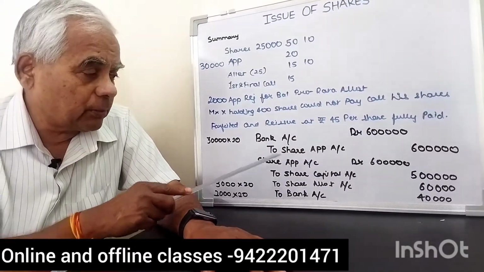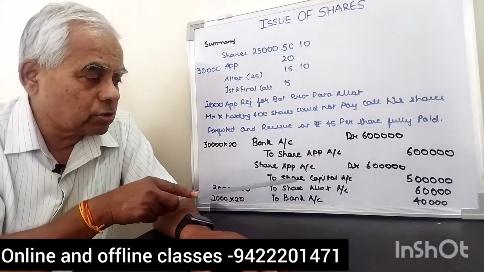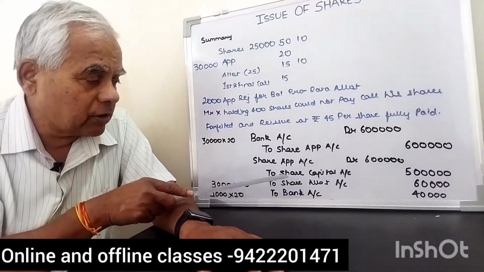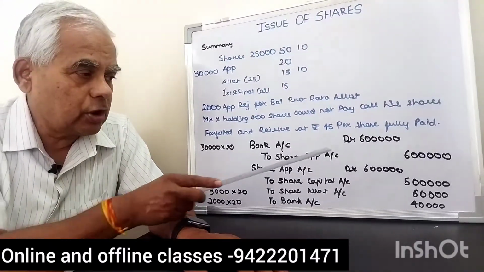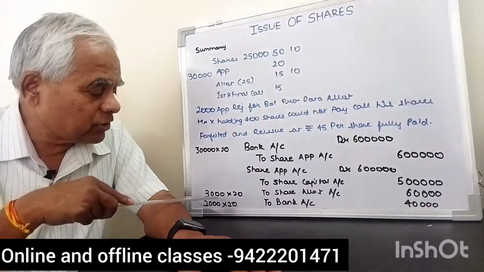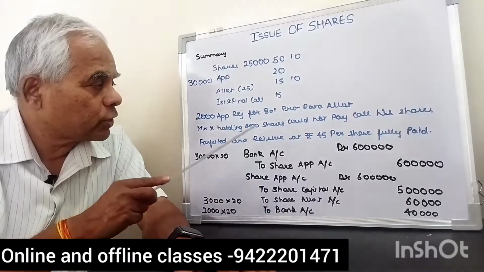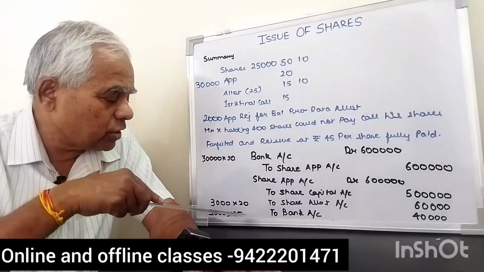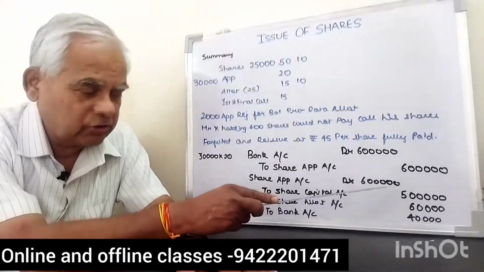Second entry, share application account debit 6 lakh, to share capital account, to share allotment account, to bank. Share capital 25,000 into 20, amount 5 lakh. To share allotment 3,000 surplus application, 3,000 into 20, 60,000. 2,000 application rejected, 2,000 into 20, 40,000. Total of these three will find the 6 lakh.